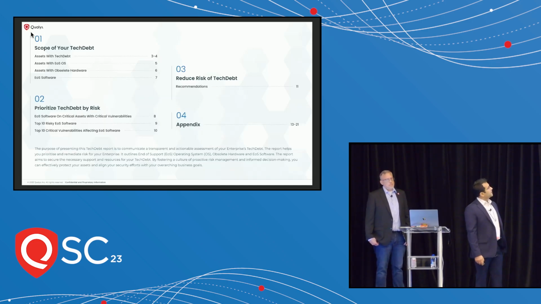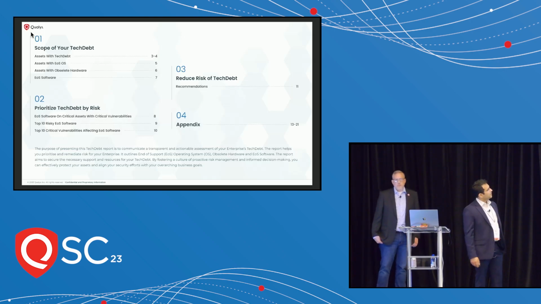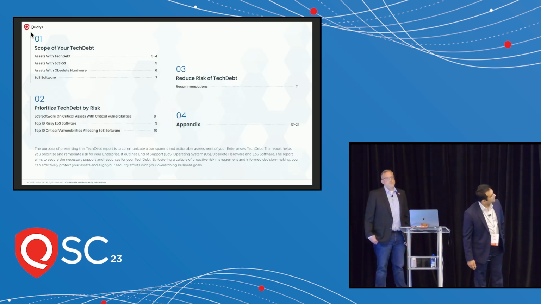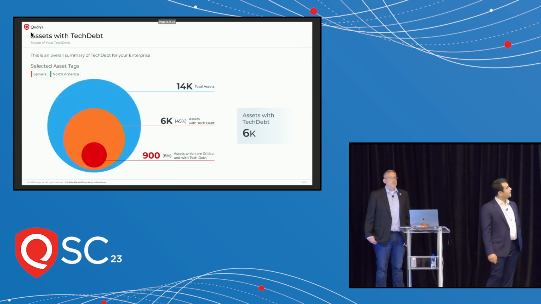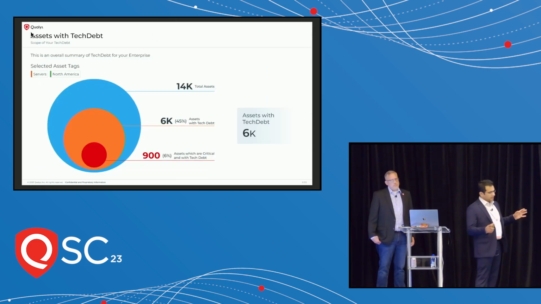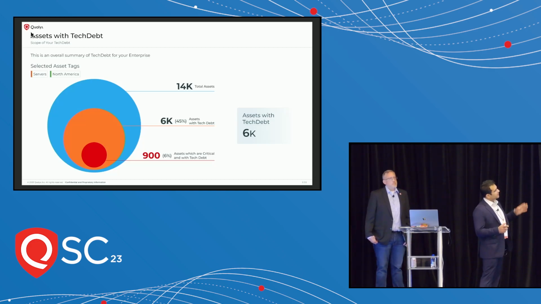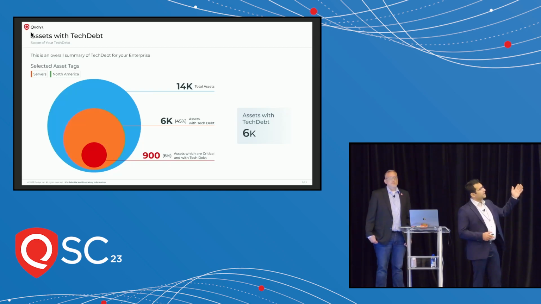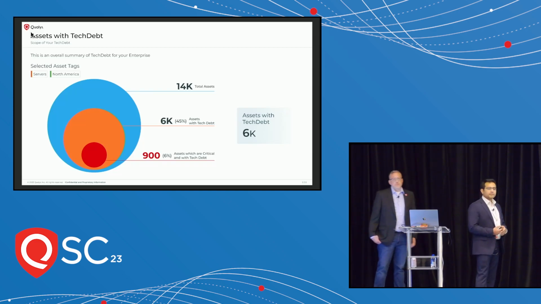Again, starting with the index, it gives you a quick narrative on what the report contains, the scope of your tech debt, summarized by risk, and then recommendations, of course, right? So let's start with this view. And this gives an overview, a summarized view of all the assets, at least scoped for this report. And you could select it by tags. You could include all your assets based on tags or just everything, right?